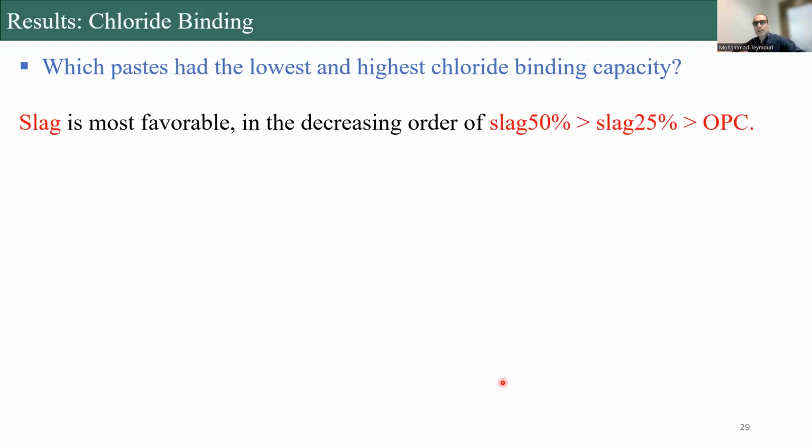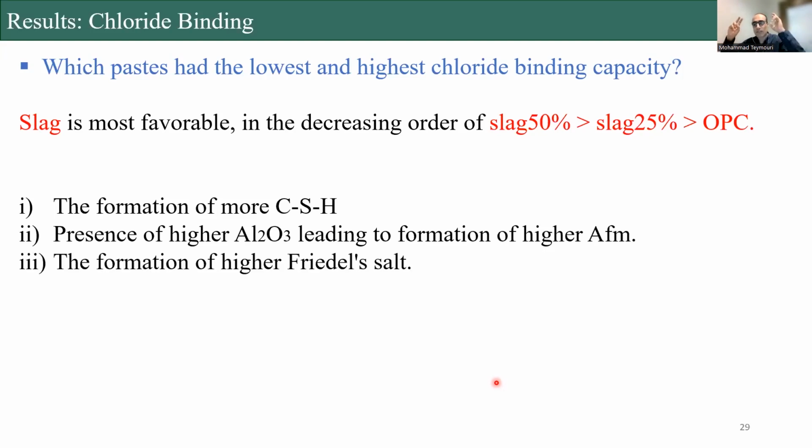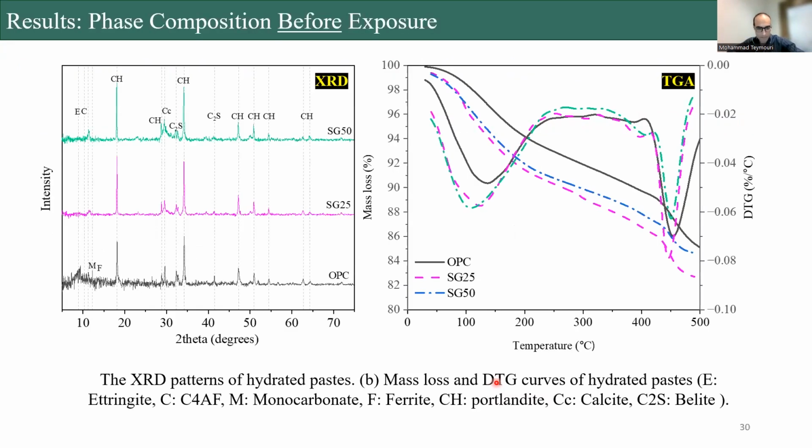So regarding the paste, I told you that the slag is the most favorable supplementary cementitious material, even compared to the fly ash and silica fume. And the main reason is the formation of the CSH. The more CSH that we have, the more physically bound chloride that we have. And also the slag that we used had higher aluminum oxide content. It means that we have a lot of AFm phases that provide the opportunity for formation of the Friedel salt. If you remember, Friedel salt actually represents the chemically bound chloride formation, and all of them are favorable.